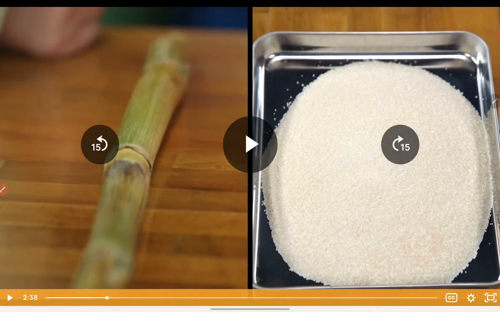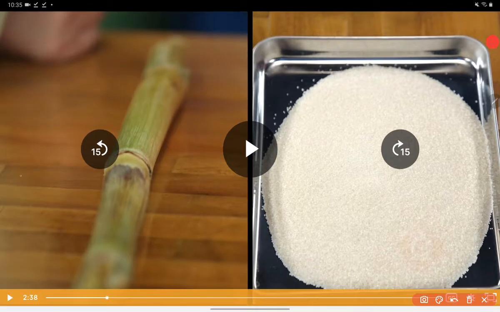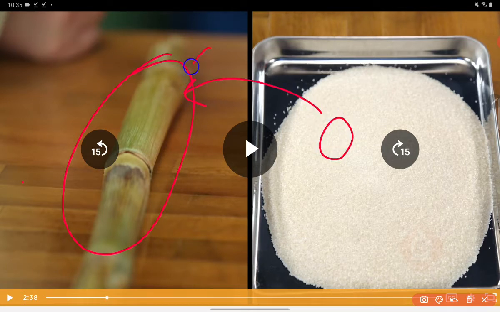So, how is it possible to make sugar? Let me grab my pen. So, how am I going to make sugar out of sugar cane? First, they extract the water from the cane plant, and now evaporation.